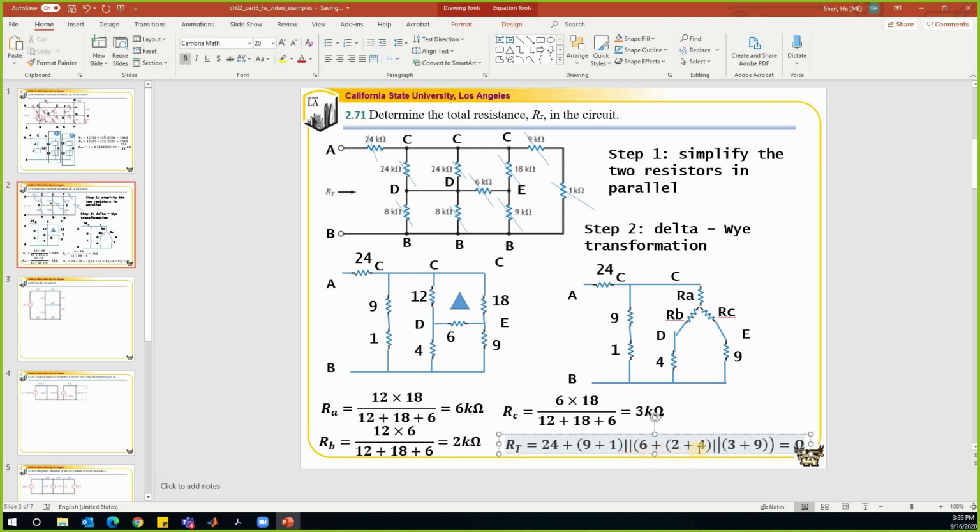So let's see what the answer is. I have 2 plus 4, that is 6. 6 in parallel with 12, that is 4. 4 plus 6, that is 10. 10 in parallel with 10, that's 5. 5 plus 24, that is 29 kilo ohm. Alright, so that's how we solve the problem.